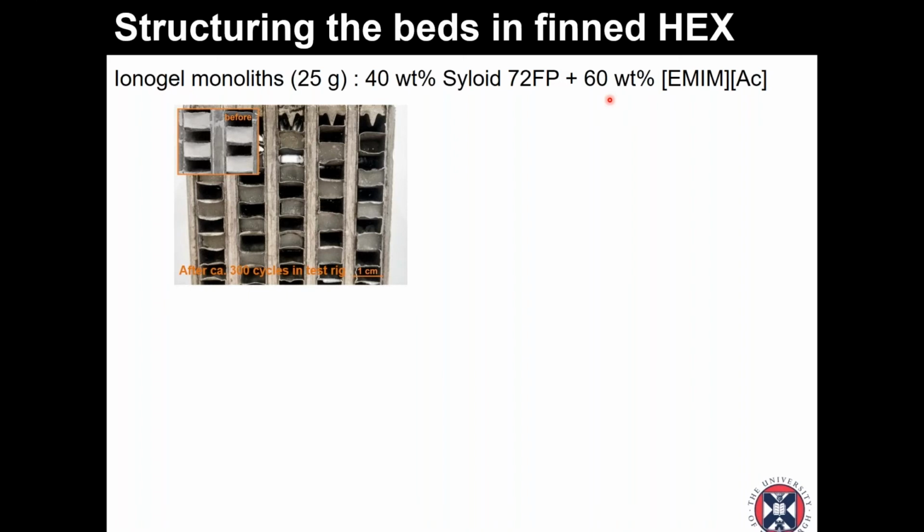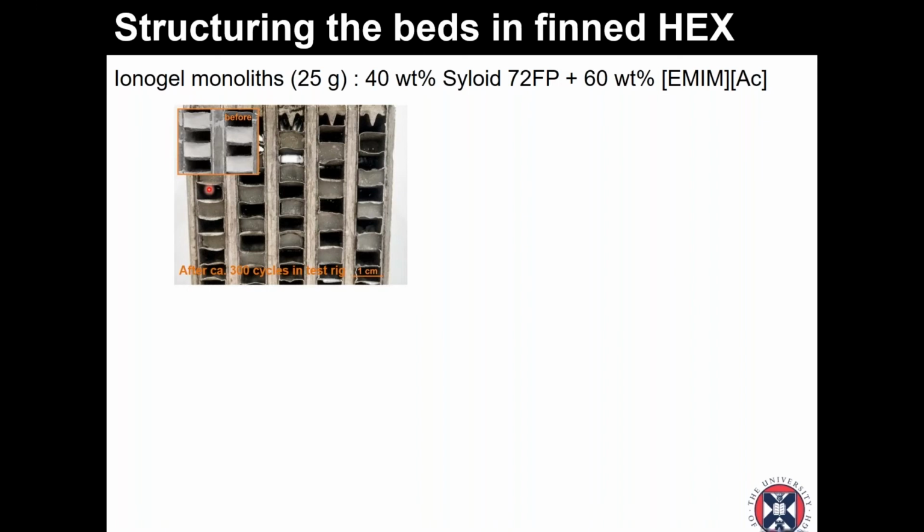So the simplest way to structure a composite material, like 40% silica Syloid 72 FP containing 60% of amine acetate, is by compressing the material in between the fins. So we obtain monoliths, small monoliths. The material, as you see, as soon as it is dry, is a powder, which can be compacted.